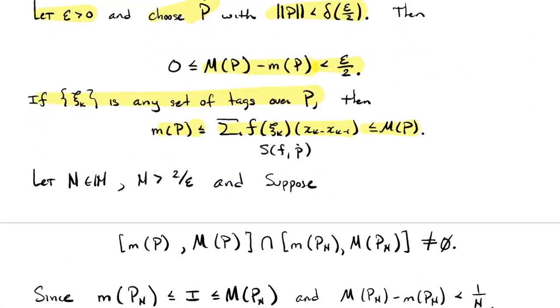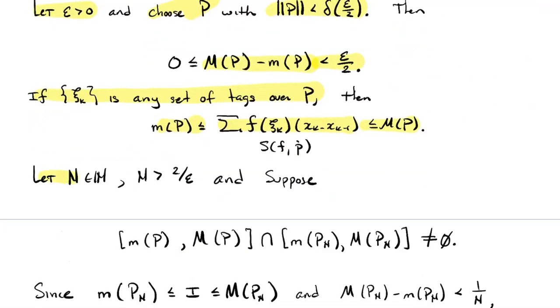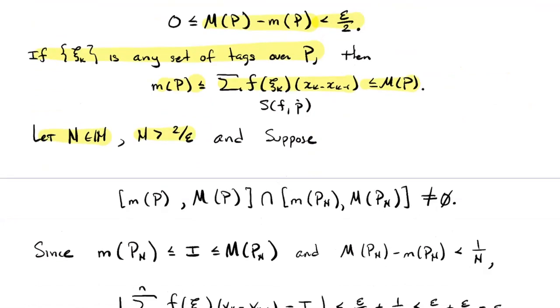Okay? So now choose a number, capital N, a natural number that's bigger than 2 over epsilon. And just as a special case here for a second, let's suppose that the interval between the upper and lower sums for our partition up there and the upper and lower sums for the partition P sub capital N as constructed earlier in the proof, suppose there's some point that's in both of those intervals. So the intersection of those intervals is not empty.